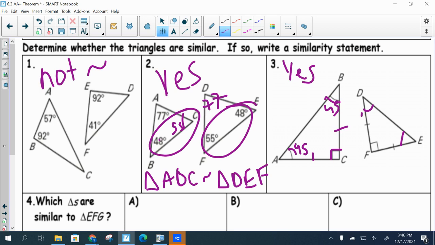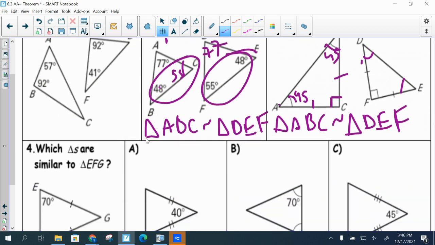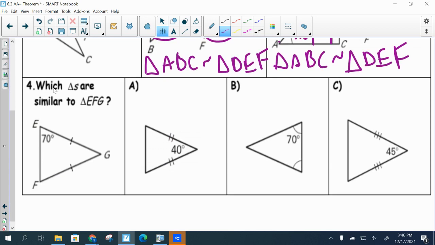and so then we can say triangle ABC similar to triangle, and then it doesn't matter which one you put first. You can put D or E first. We'll just say DEF. Just be careful because it won't always be alphabetical like that. That's not guaranteed.